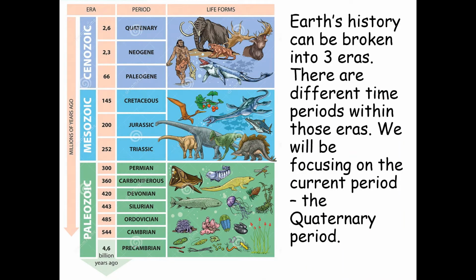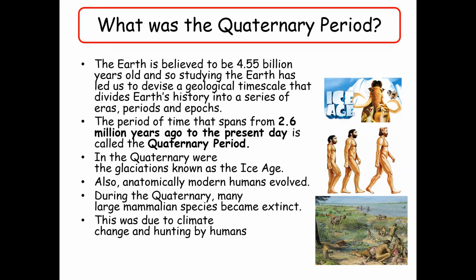Well, Earth's history is broken up into three eras. Within those eras there's different time periods, the most recent of which is the Quaternary period, which stretches back from 2.6 million years ago. Within the Quaternary period there've been numerous warm periods and cool periods, and we've had the evolution of modern humans as well as many mammals that have become extinct, probably because of the change in climate.